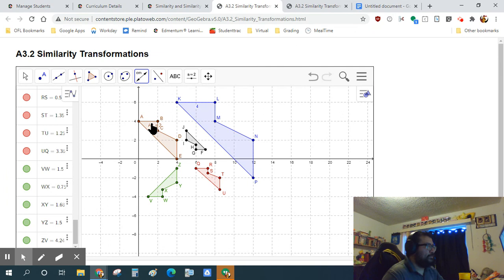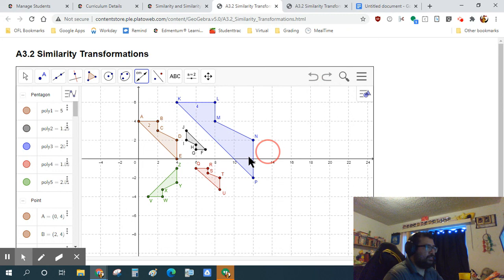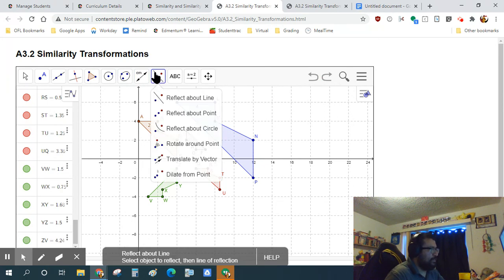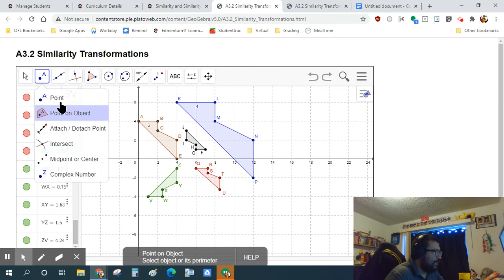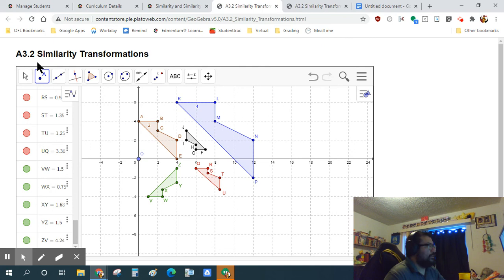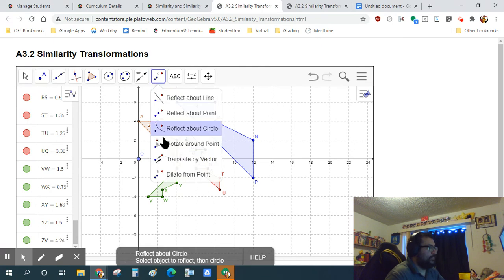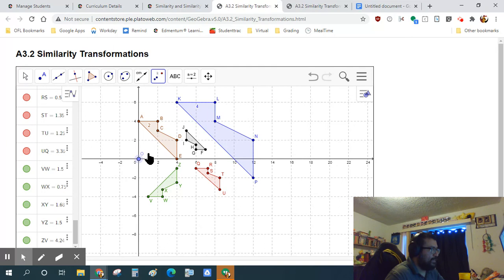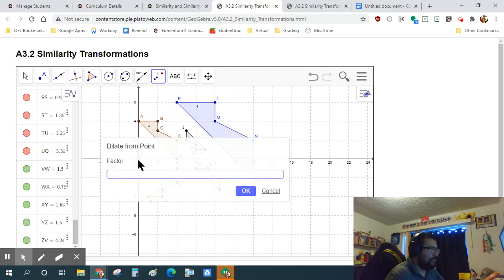And this is 2. So basically, this distance is just twice as big. This is 2, this is 4. So I'm going to dilate it by a factor of 2. So I go to my transformation tools. I'm going to go to dilation. And I forgot that I don't have an origin right now. There we go. So I'm going to dilate this. So let's go to dilation. I'm going to pick this point. I'm going to pick this shape. I'm going to do it by a factor of 2.